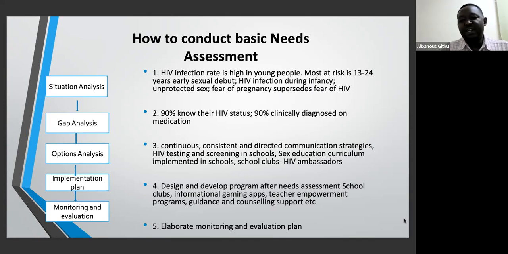So this slide was just to give you an idea of how you can go about it. And using the same, then you can be able to look at what are the needs in your community, do your situation analysis, find your gaps where you'd want to get yourself into, find your options analysis, and voila, you will have done your needs assessment.